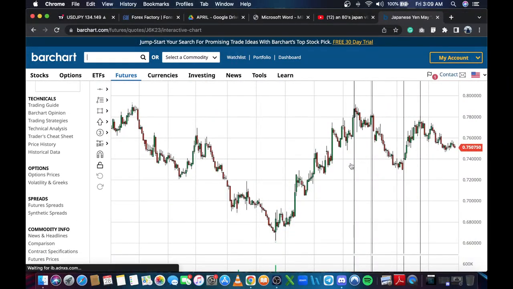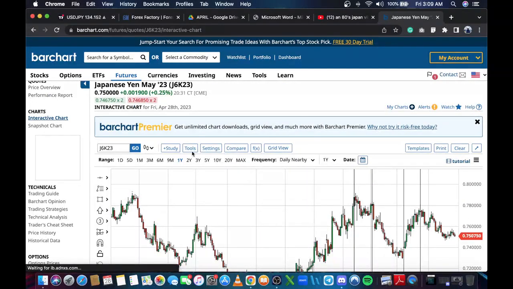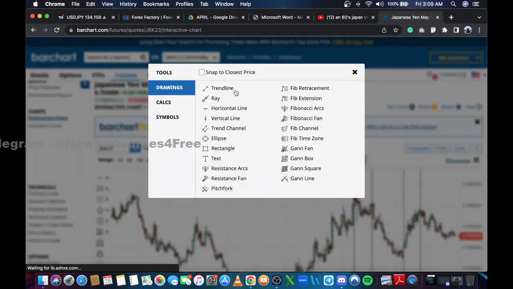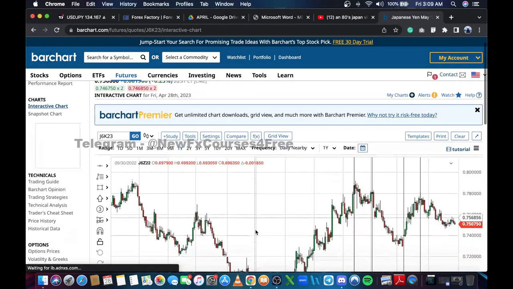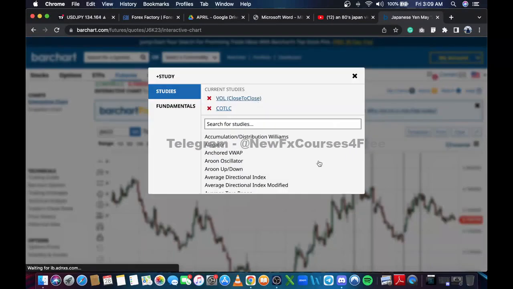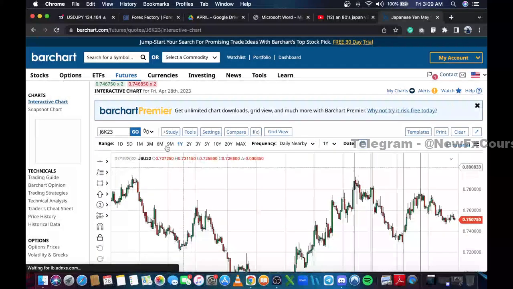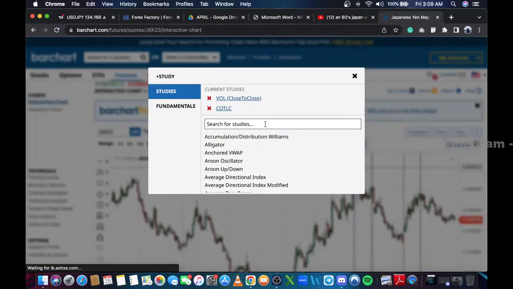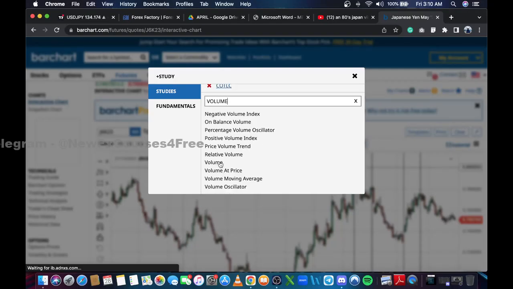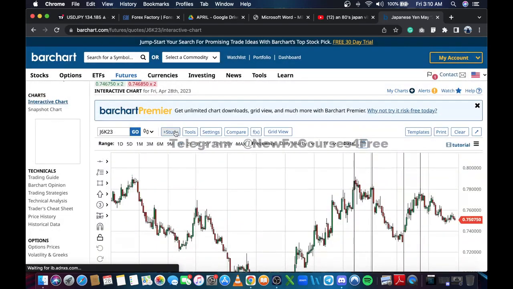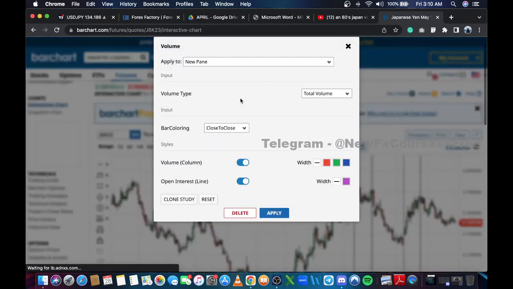Here you can look at the tools, trend lines, horizontal lines, and everything. Here you can add your indicators, and for my open interest, I have the volume indicator. So you go into your search for studies, type in volume, and you just click on volume. Don't click on anything else. You only click on volume. And then if you click on volume, it should show you this, and you can just apply.